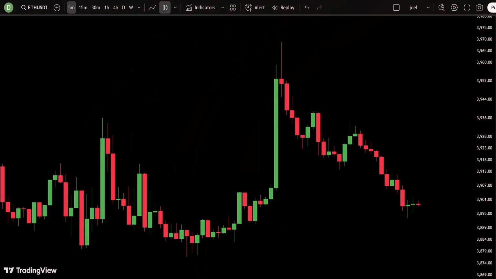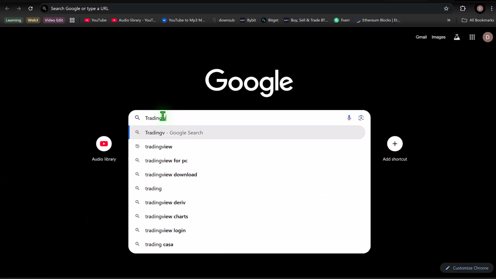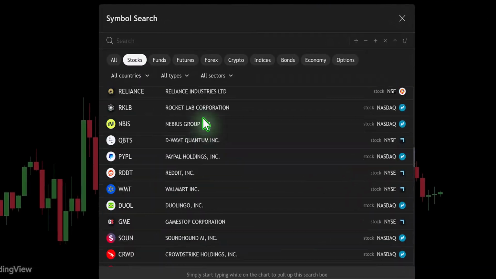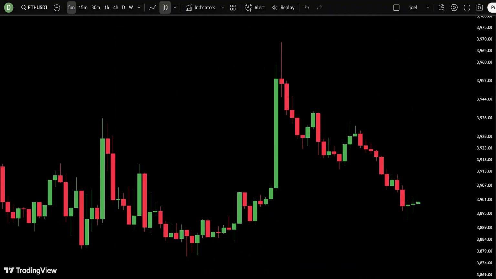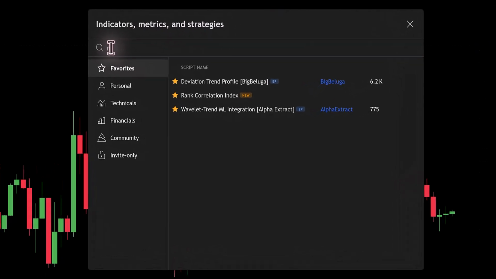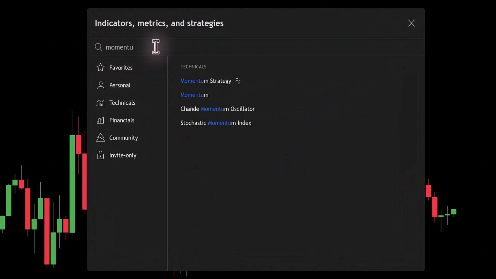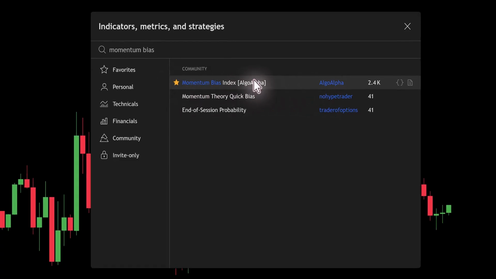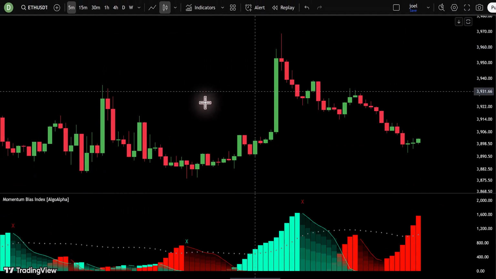Now, to get started with this indicator, you first of all head over to TradingView and load up whatever trading instrument you're interested in, your favorite stock or crypto pair. Then click on the Indicators button at the top, and in the search box, type in the Momentum Bias Index. You're looking for the one that was published by AlgoAlpha. Go ahead and click on that to add it to your chart.